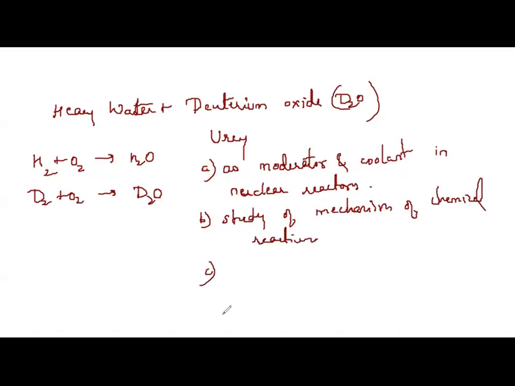Third point, it is used as a starting material for a number of deuterium compounds. For example, sulfur trioxide, when it reacts with deuterium oxide, forms D2SO4. See, H2SO4 is sulfuric acid; D2SO4 is called deuterosulfuric acid.